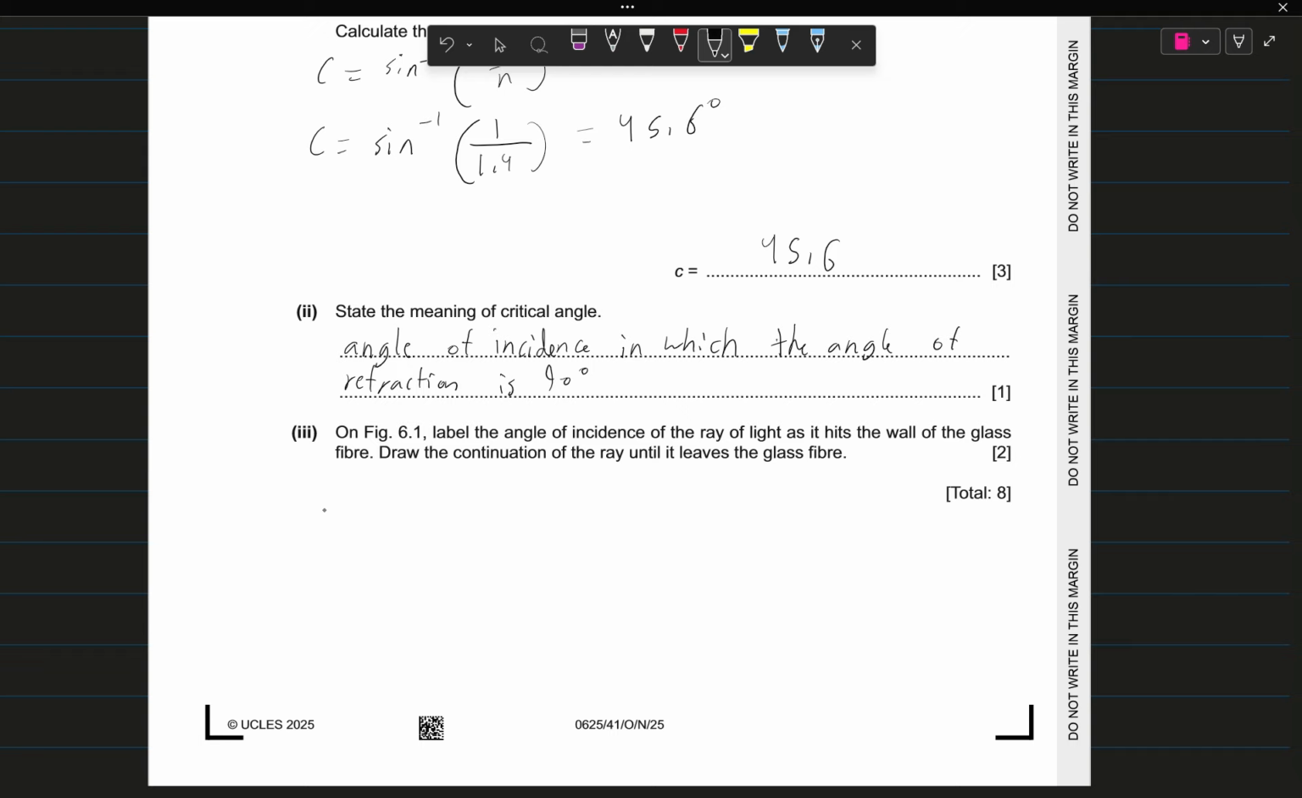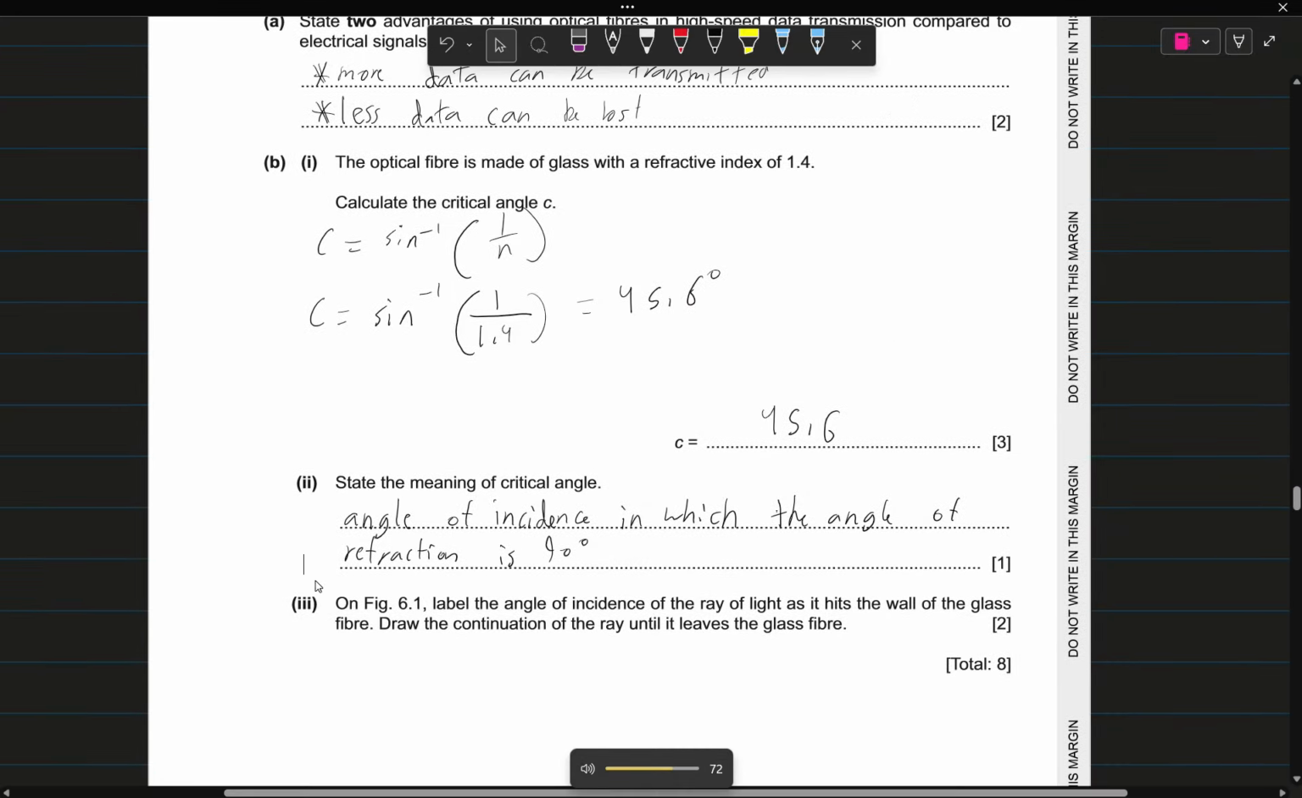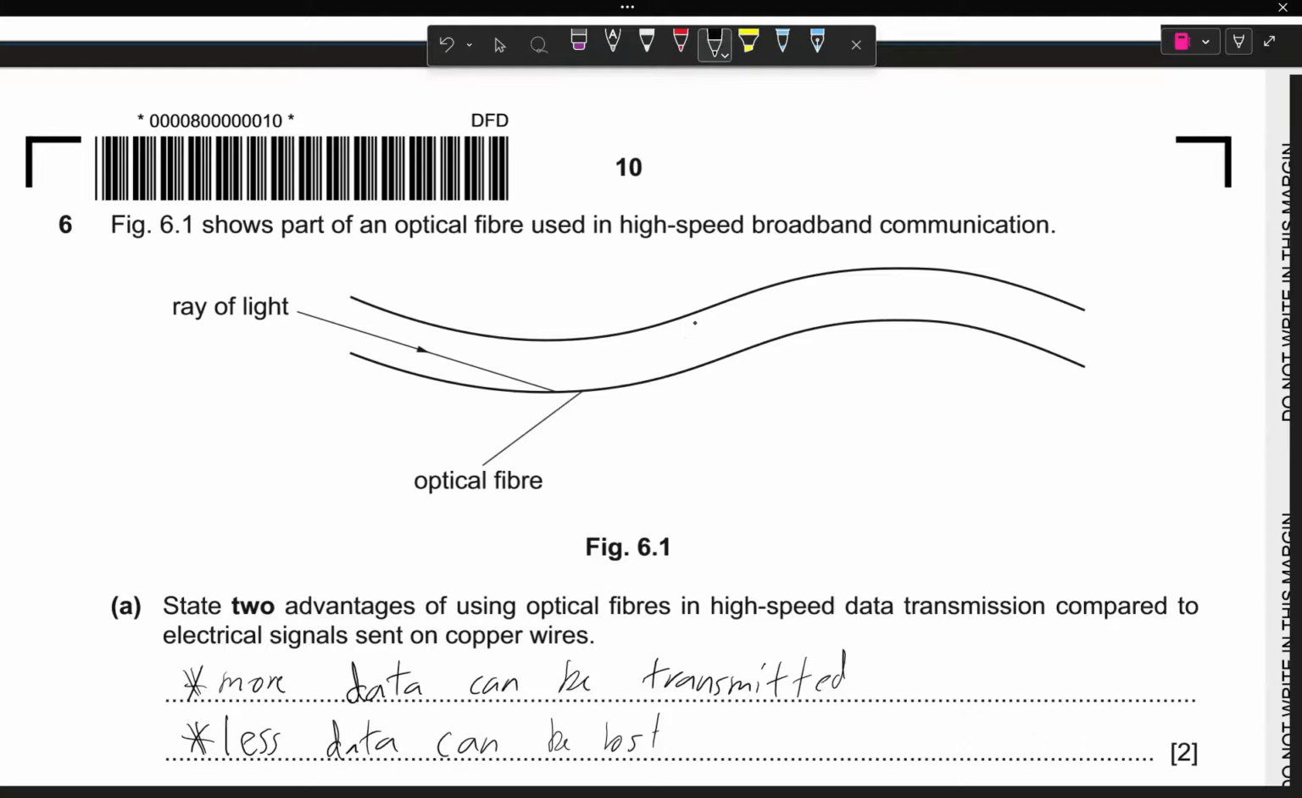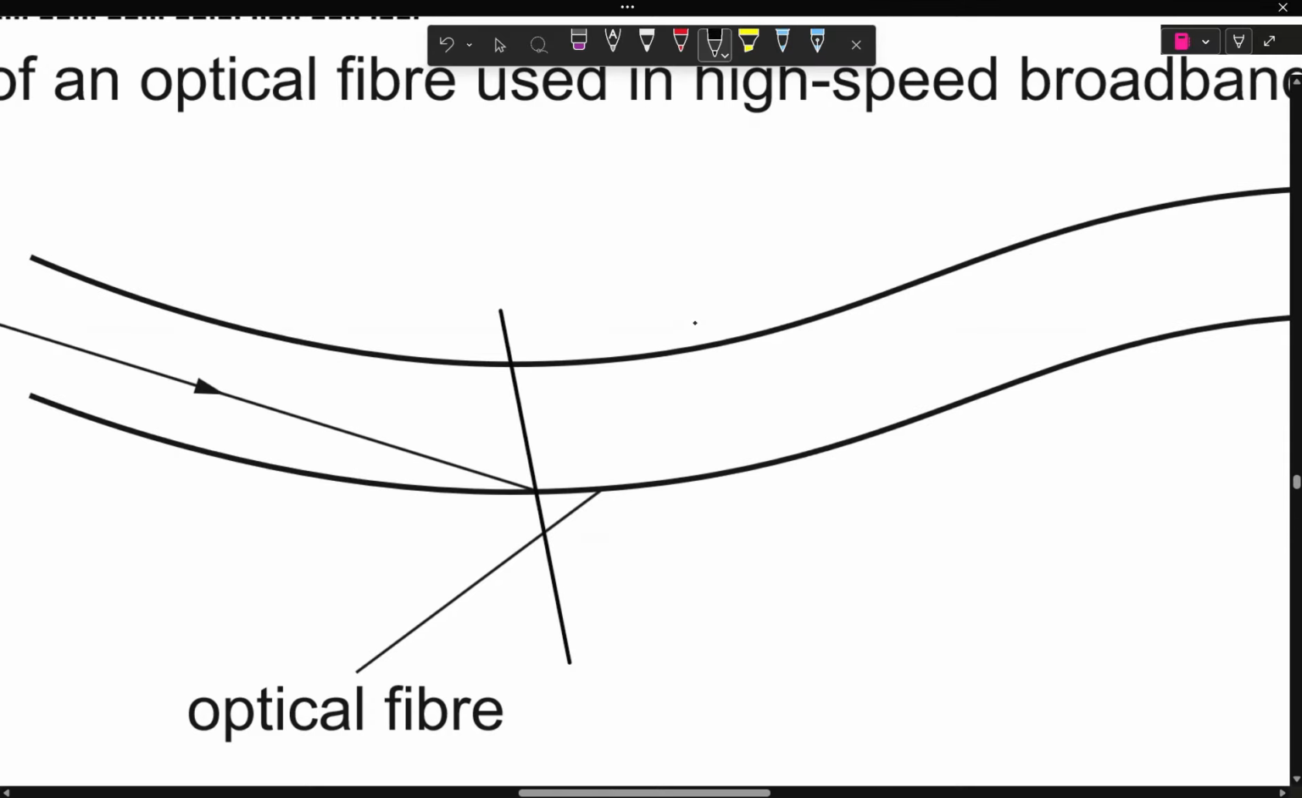Okay, for part 3, on figure 6.1, label the angle of incidence of the ray of light as it hits the wall of the glass fiber. Draw the continuation of the ray until it leaves the glass fiber. So first things first, we need to draw the normal, which would be, this is not the best normal, however, you try to draw it like so. It should be parallel with the surface here.